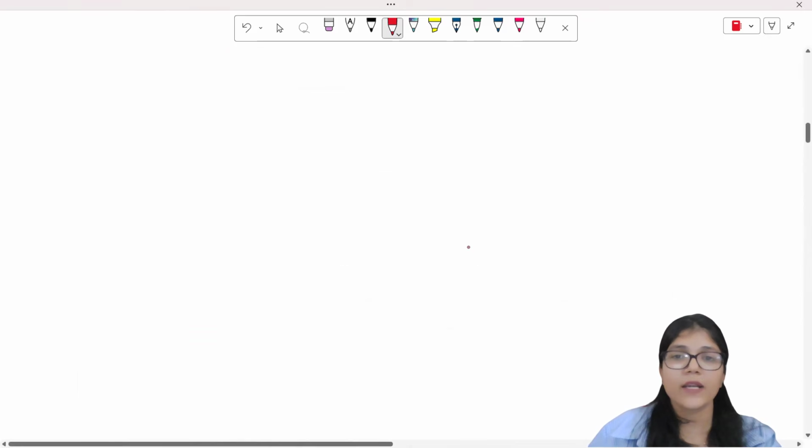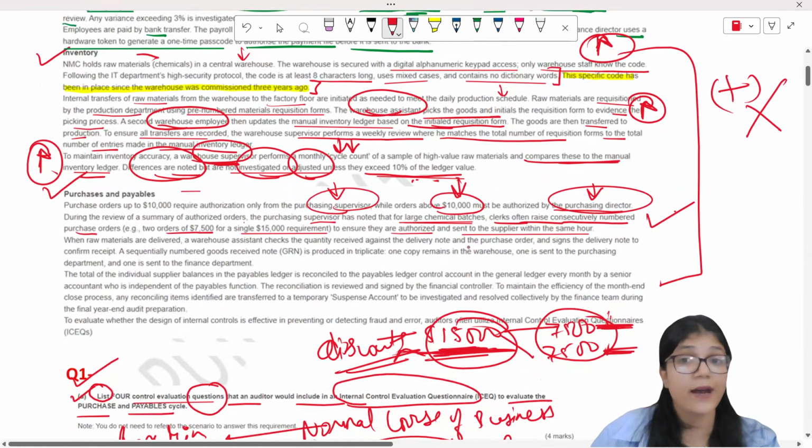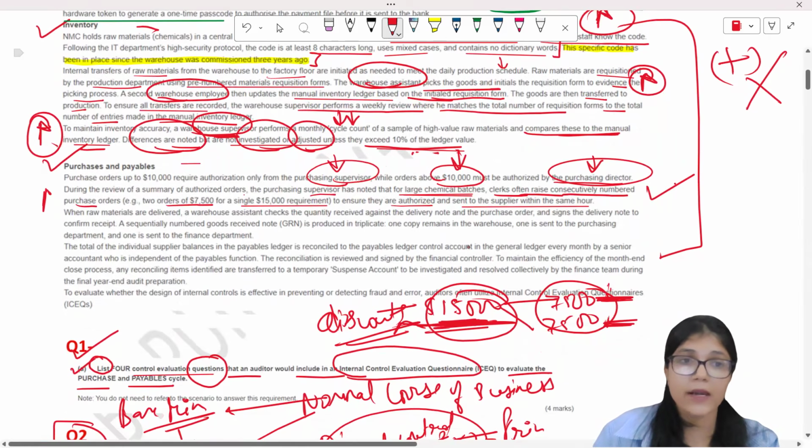Next one. So we are done with six already. We were asked five, and we are done with six already. And now we are remaining still with this paragraph. Let's read.